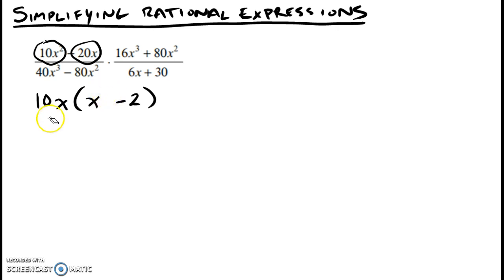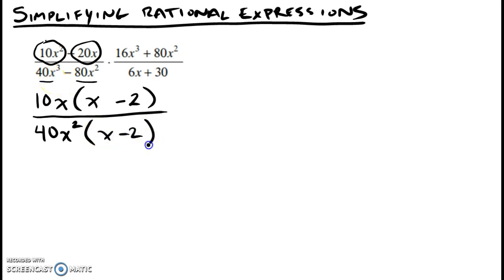And now we're going to go ahead and work with our denominator. So we're going to take out the GCF out of 40x cubed and negative 80x squared. And we're going to take out a 40x squared. Okay, all better. So 40x squared is taken out. 40x cubed divided by 40x squared is just x minus 2.